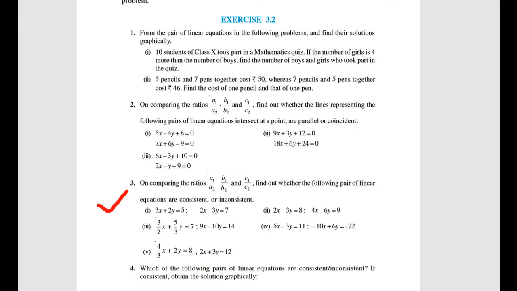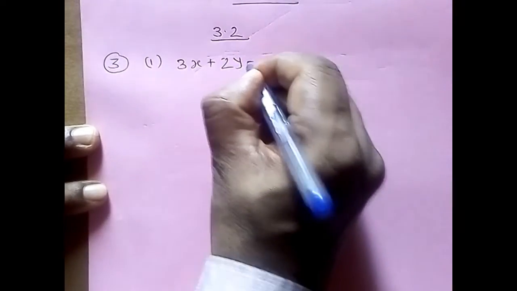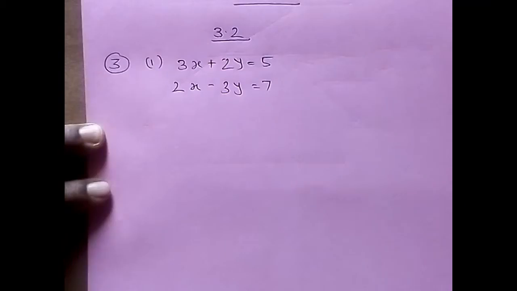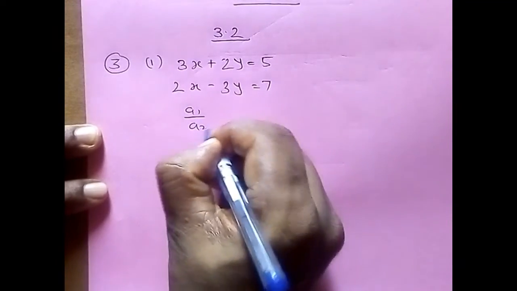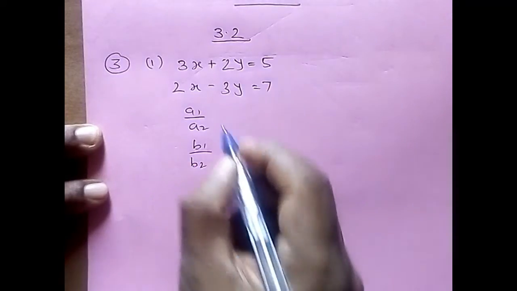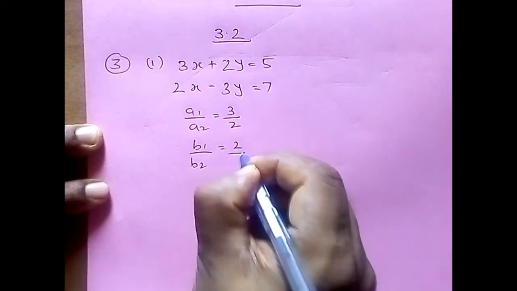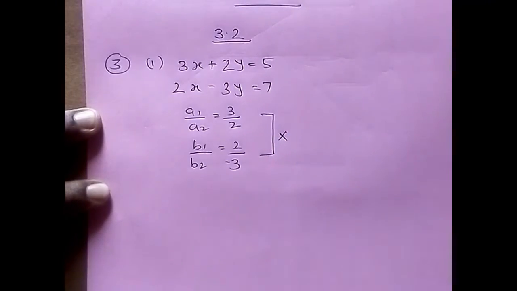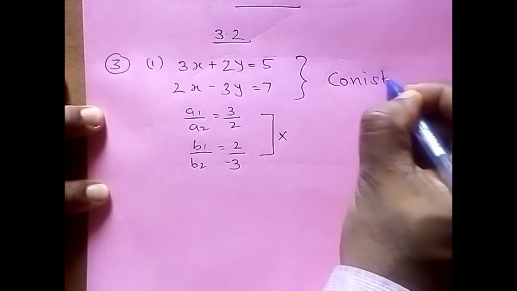On comparing the ratios of A1 by A2, B1 by B2, C1 by C2. Okay, so first equation, 3x plus 2y equal to 5, 2x minus 3y equal to 7. We will see A1 by A2 and B1 by B2. A1 by A2 is equal to 3 divided by 2 and B1 by B2 is equal to 2 divided by minus 3. So they are not equal. So this pair of linear equations is consistent.